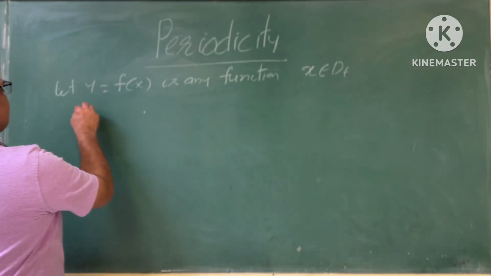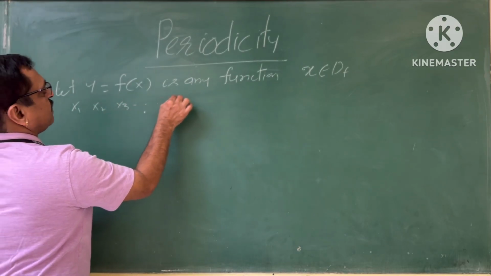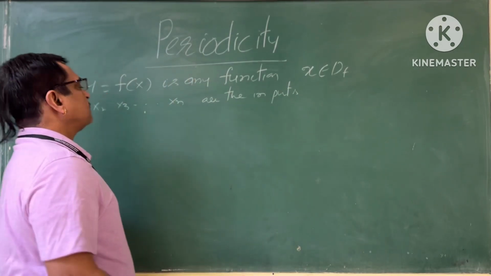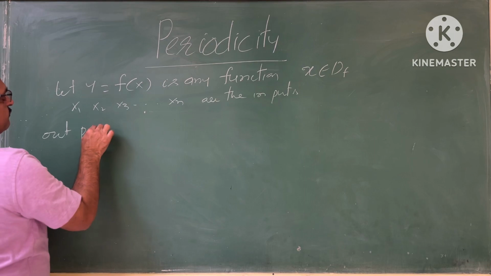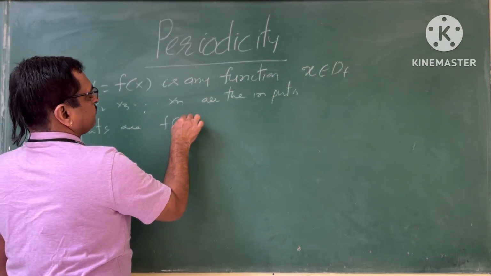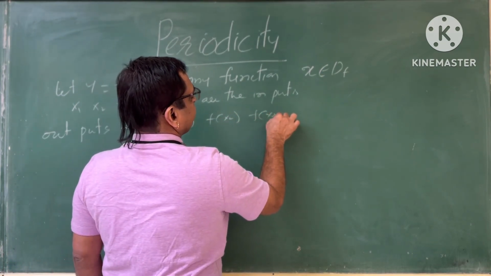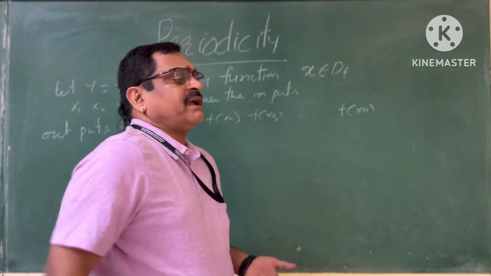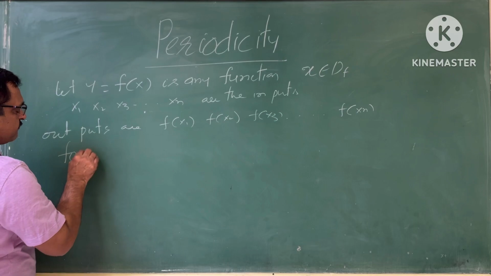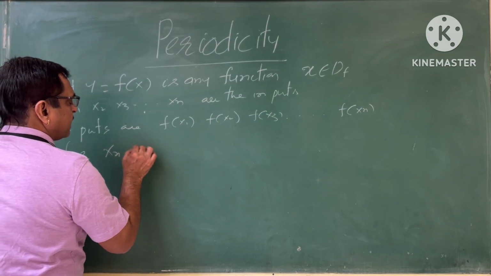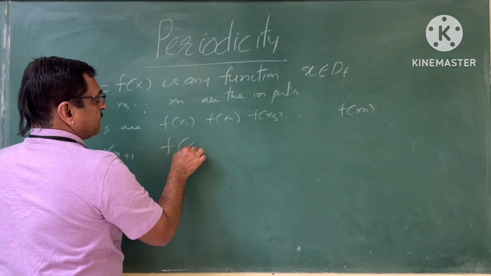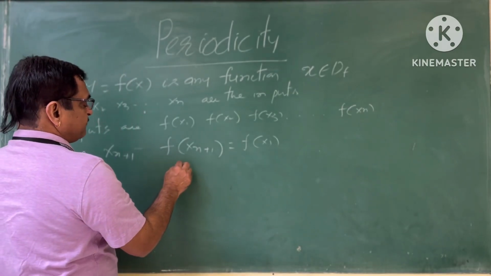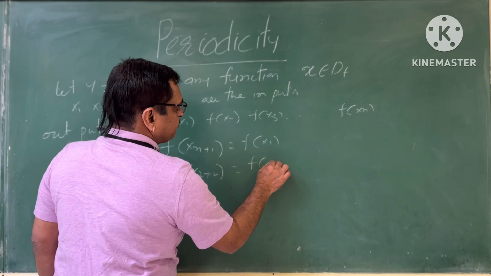Say for example x1, x2, x3 and so on, xn are the inputs, and the outputs we got are f of x1, f of x2, f of x3 and so on, f of xn. Now, after finding these n values, I want to put xn plus 1. Amazingly, I got f of xn plus 1 and f of x1 are the same. And if I try to give the next one, f of xn plus 2, I get f of x2.